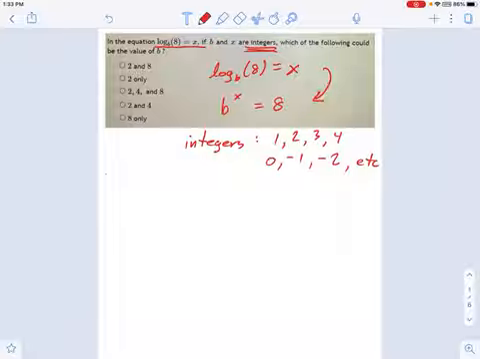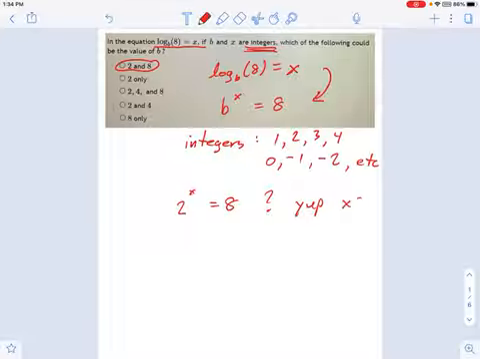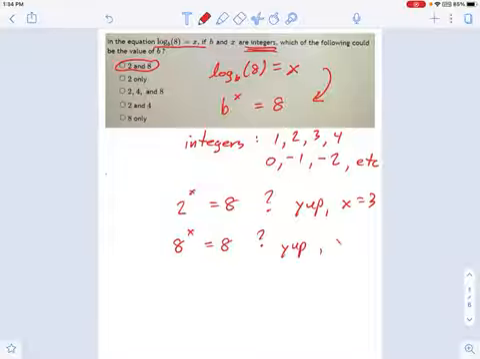So try this out. First of all, well, let's see, which of the following? You know what? It's easier to just explain this by doing an example. Which of these could be a value of b? Let's try this one. Okay, 2 to the x equals 8. Yeah, that works. x equals 3. Okay, how about 8 to the x equals 8? Does that work? Yeah, well, x is 1 in that case. In this case, both x and b are integers.